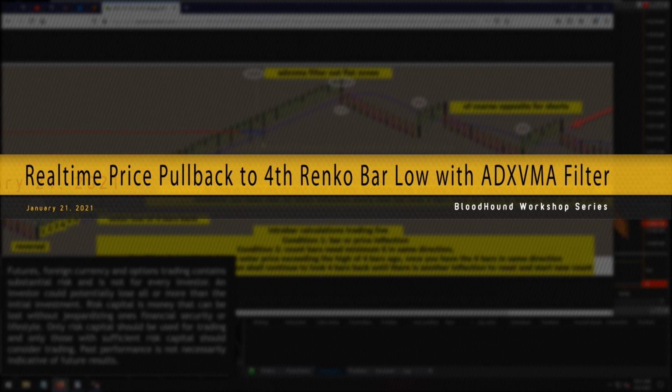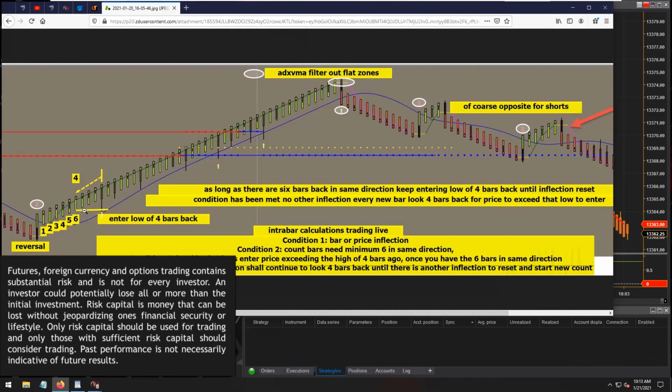This is a hybrid-renko system here, and so we have conditions 1 through 5, and I'm kind of guessing here that condition 4 is probably this ADX VMA filter. It's probably condition number 4 here. So simply, this is basically another type of pullback system here.